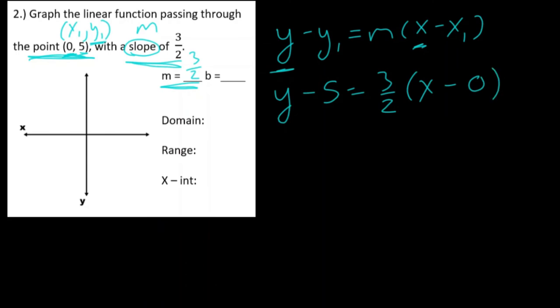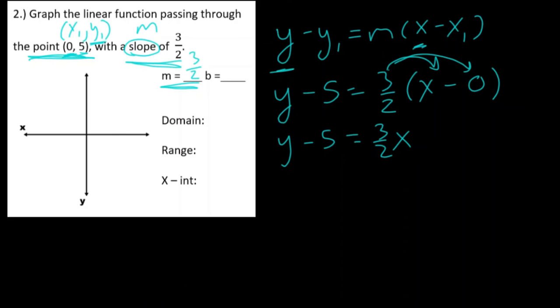Now from here we can actually do some pretty nice things. We know y minus 5 doesn't change, so y minus 5 equals, and over here we can distribute. 3 over 2 times x is 3 over 2x. Now we could do 3 over 2 times negative 0, but what is any number times 0? Well, since that gives us 0, we can actually leave the rest of this space over here blank.